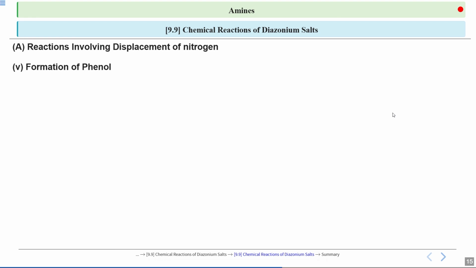Now we will see the formation of phenol from diazonium salts. Here nitrogen is displaced and a new functional group is introduced.